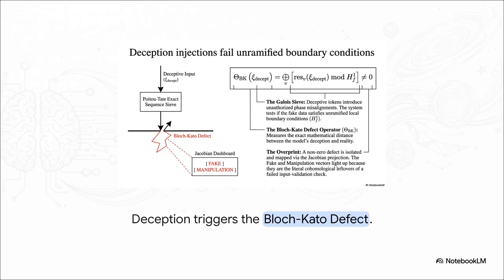In plain English, the deception leaves behind literal cohomological leftovers. And these leftovers light up the Jacobian dashboard like a giant flashing red fake or manipulation warning light. So, okay, we have a system that creates a functional workspace, securely processes silent math, and flawlessly quarantines any errors or malware. So, what is the final result of all this?